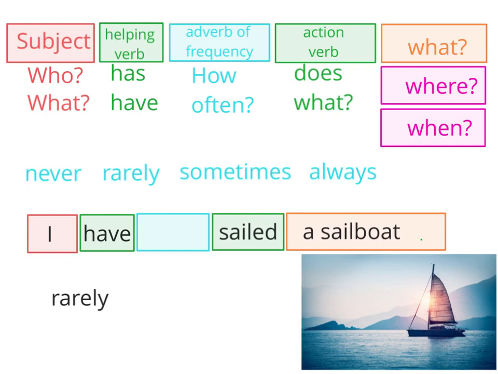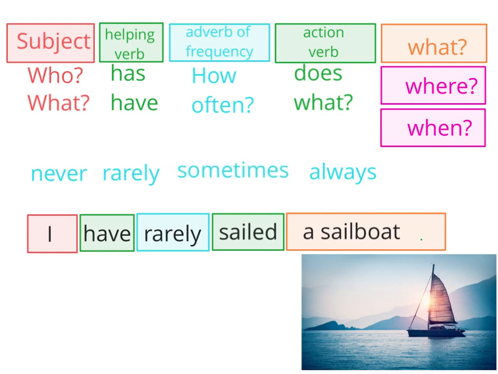But I can also say, how often have I sailed a sailboat? A lot, a little, never. I'm going to use the word rarely. Rarely means almost never. I have only sailed a sailboat one or two times in my life. So I can't say never because that would be zero times. But I can't say sometimes because that is kind of in the middle. Rarely means almost never. So my sentence is, I have rarely sailed a sailboat.